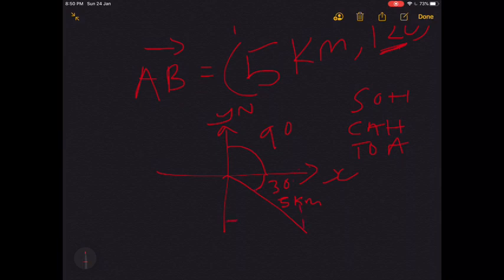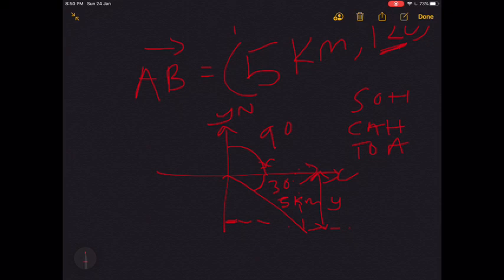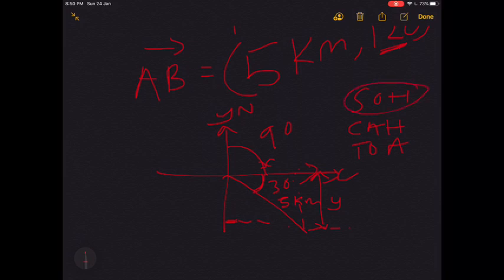The x component is here and the y component is there. The length from here to here will give us the y component. Assuming this 30 degrees is the angle, applying SOHCAHTOA, sine of this angle is equal to the opposite over the hypotenuse, which is 5. So the opposite to this angle is y. So y is going to be 5 sine 30, and x is going to be 5 cos 30.